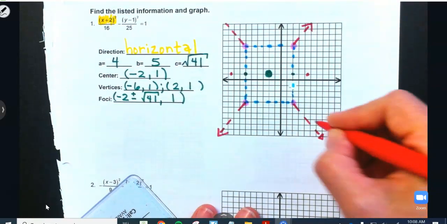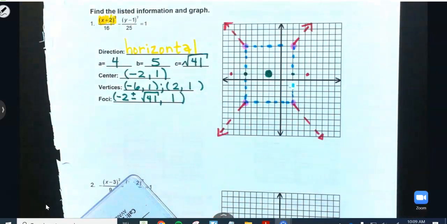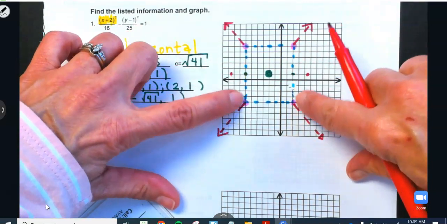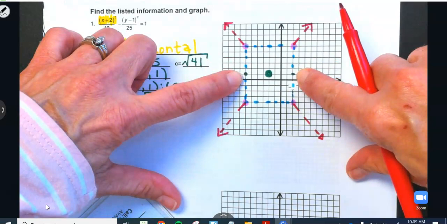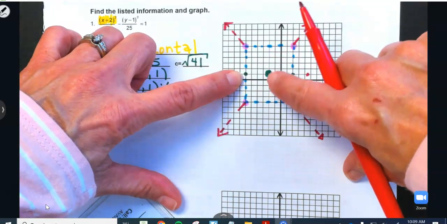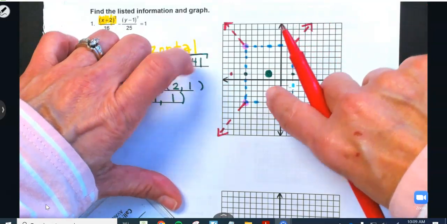That's where the two asymptotes intersect anyway. It has to go through the center. It's the B value. But it goes through the vertex. See how it goes through the same line as the vertex? And then it's going to be B places up and B places down.